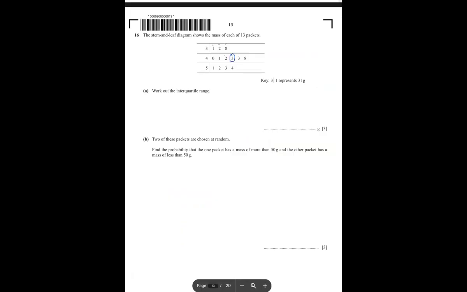This is your midpoint. Then to find the interquartile range, you need the first quartile, the lower quartile, and the third quartile, the upper quartile. The first quartile is the middle of your first group. So your first group is here. The midpoint is between 38 and 40, so between them is 39. So your Q1 is 39.